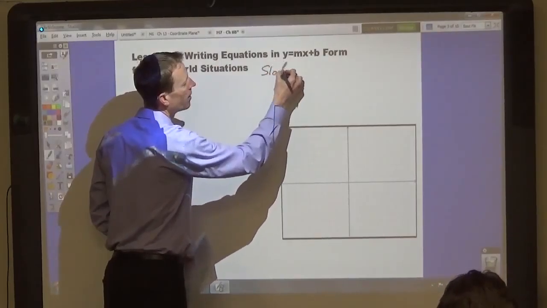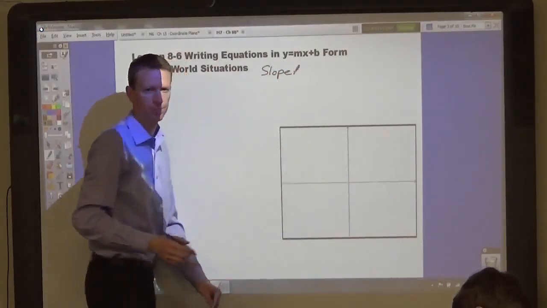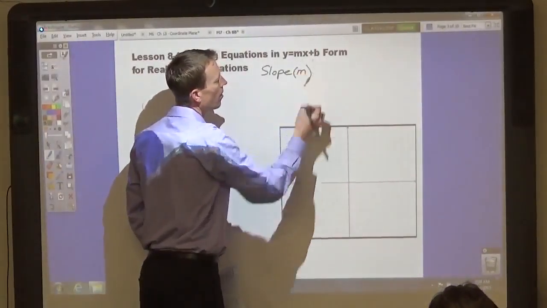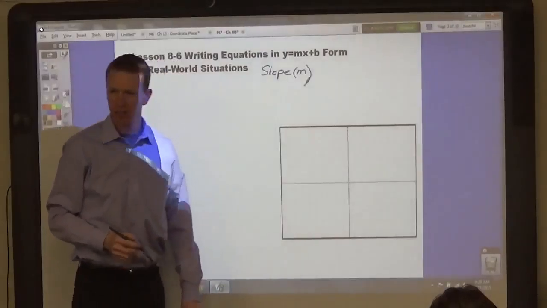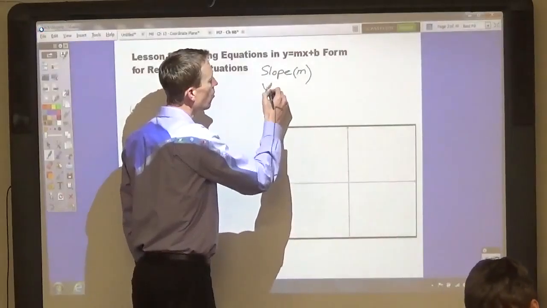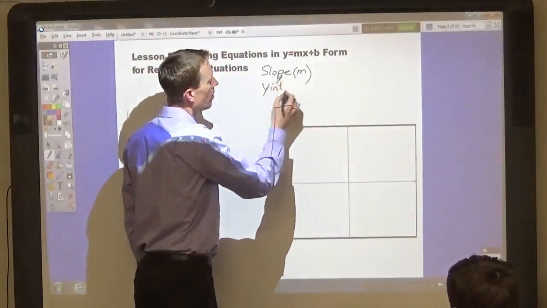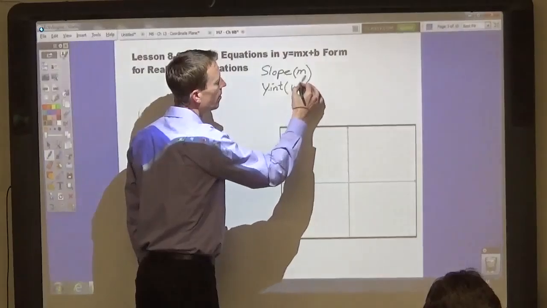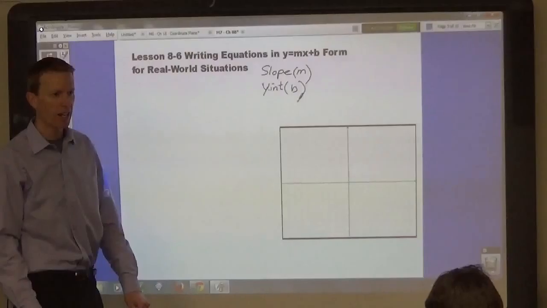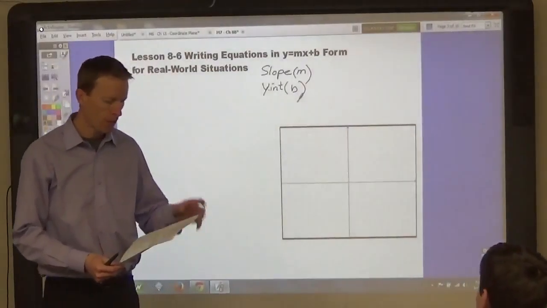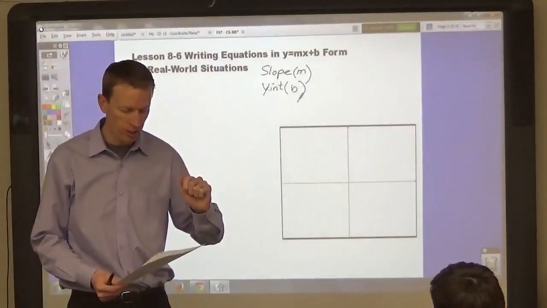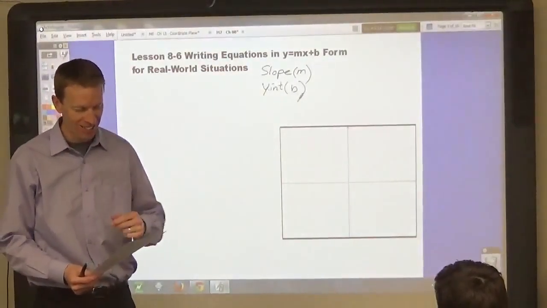So we're going to be using slope. Which letter in this equation stands for the slope? Michael? The M. Yep. And the intercept. What's the intercept in this equation? B. Yep. And it's the y-intercept, or B in the equation. And we're going to be using those in different situations.